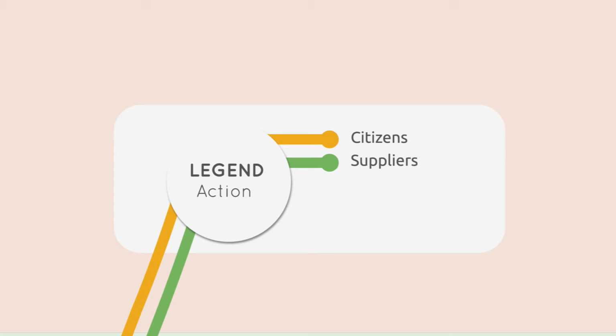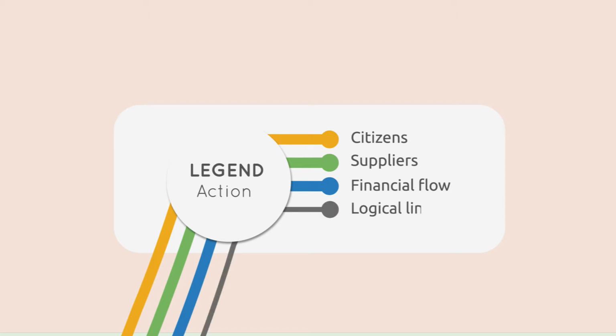The Legend Action is a navigation system made up of 4 groups. The yellow line represents the rural citizens and local communities. The green line represents the suppliers such as rural farmers and the government sector. The blue line represents the financial flow targeting entrepreneurs and business support organizations. The gray line represents the logical link and measures needed to progress. These will help direct users to what role each target group has to contribute to the progression of a renewable project.